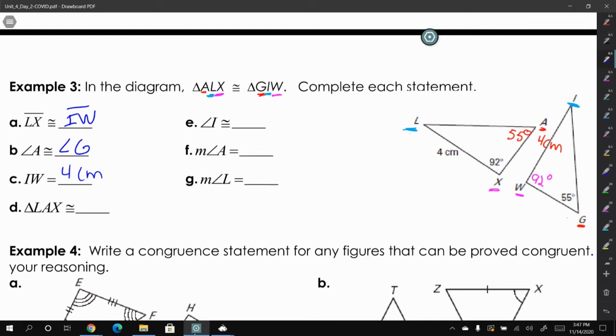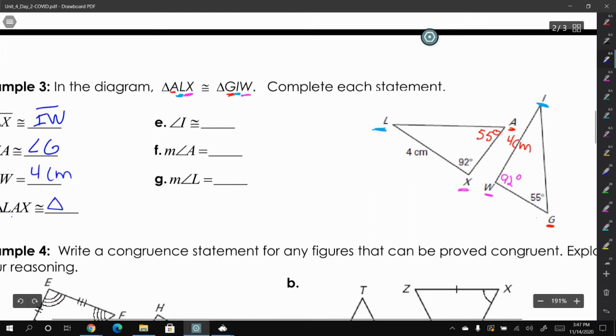D says triangle LAX is congruent to triangle. Well, LAX goes from the one I underlined in blue to red, because that's A, and then to pink. So I have to go in the same order. So I'll start with I, and then go to red, so G, and end with the pink, W.